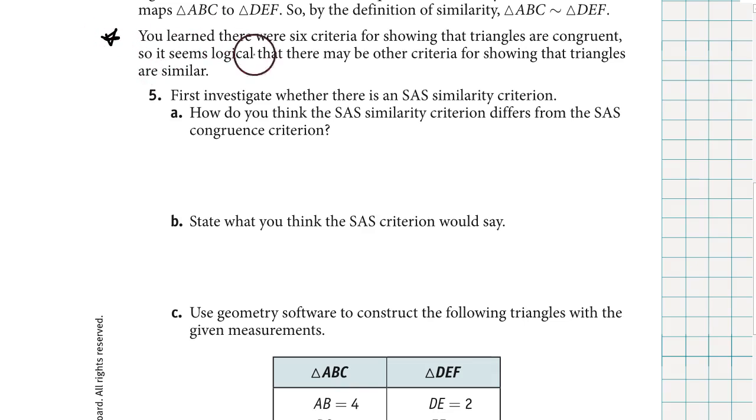Next, in a previous activity, we learned that there were 6 criteria to show that triangles are congruent. You probably remember the names of those. There were SSS, SAS, ASA, and so on. So it seems logical that there's other criteria for showing that triangles are similar besides only the angle-angle similarity postulate. So is there an SAS similarity criterion? State what you think the side-angle-side criterion would say. So in question B, let's write out an SAS criterion for similarity, not for congruence.